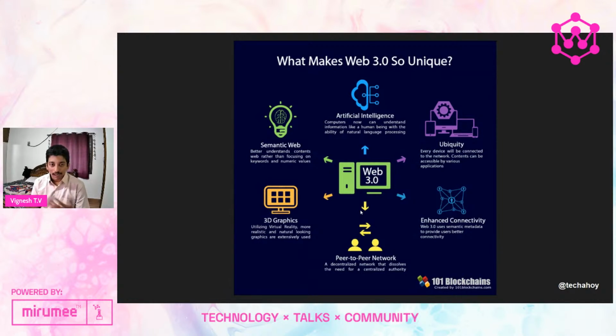We have connected data, we have intelligence in data, and we have ubiquity, which means that data should be accessible anywhere. Then we have enhanced connectivity. We have a peer-to-peer network, which is what we will be concentrating on today predominantly. We have 3D graphics. So all of these are other portions of Web 3.0. So Web 3.0 doesn't just include a decentralized network.